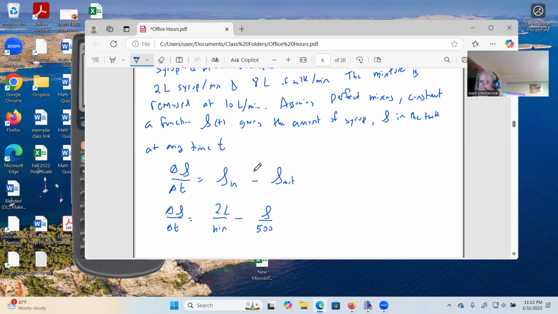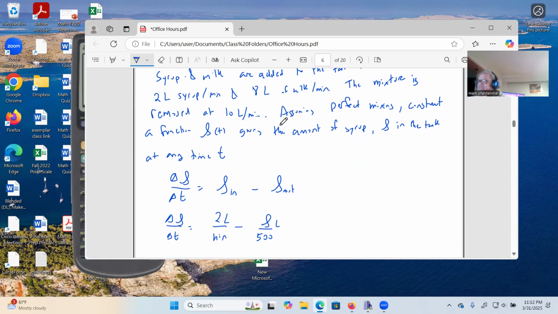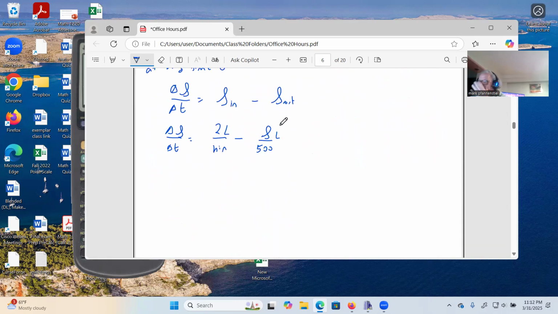So we have 2 liters going in. We have S liters of syrup out, and it's liters per the whole vat. So that's how much syrup is leaving us. Okay, let's go ahead and construct our differential equation. So we'll say we have S prime is equal to 2 minus S over 500.